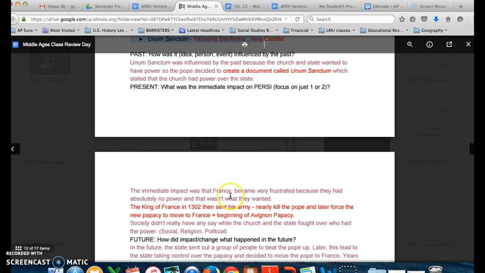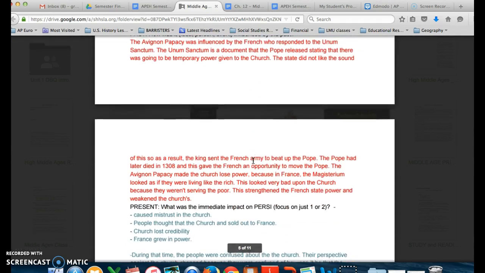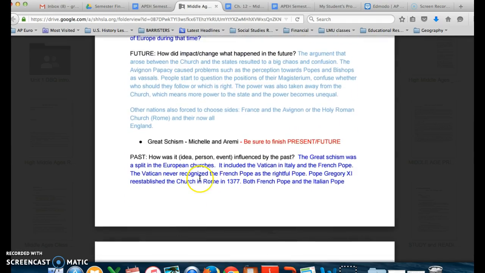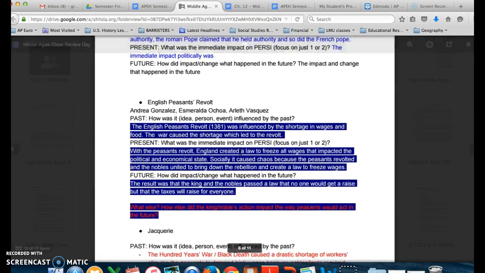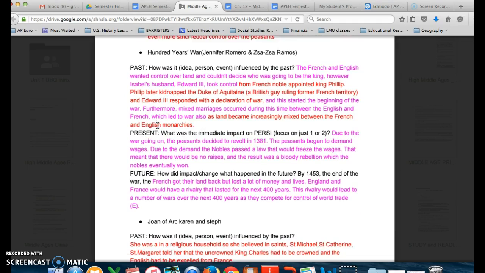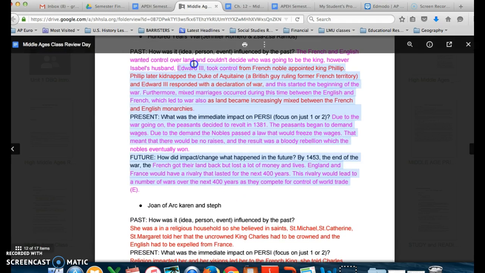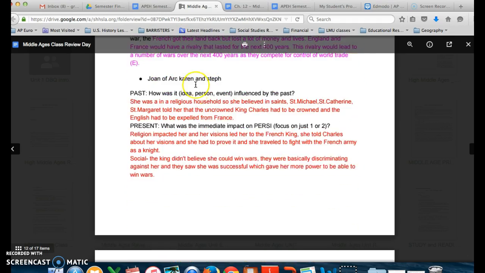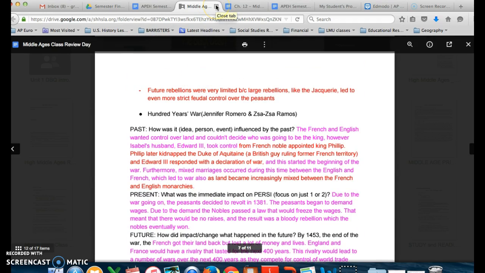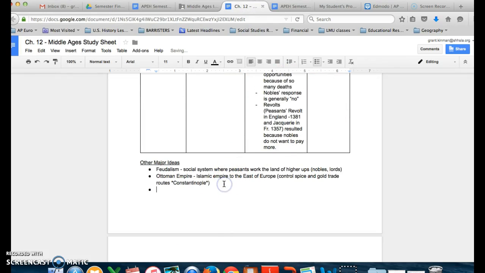Find information on the Hundred Years' War. Oh, that's a nice one. Papal Schism. Avignon Papacy, more information there. Great Schism. Thank you, Michelle and Remy. More information there. English Peasants' Revolt and the Jacquerie, a little more detail there. That's nice. And then the Hundred Years' War. I made some notes here, which will be helpful. But look through that and look through your notes on the Hundred Years' War. So this is just one example that could help you. Joan of Arc. That's another character I would add. So I'd finish the Hundred Years' War, add Joan of Arc, and then I'd go through my test.